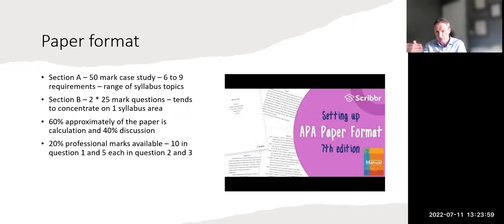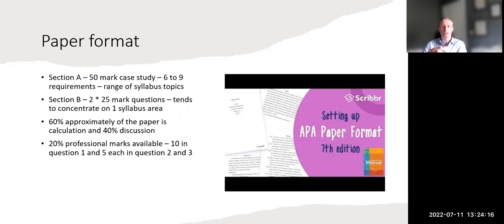So as part of the 50, 10 of those will be available for professional marks, which I'll talk about in a moment. Section B of the paper has 2 questions. They're each for 25 marks. And what they tend to do is hone in on 1 syllabus topic. Now, that's not guaranteed, but that's what tends to happen.